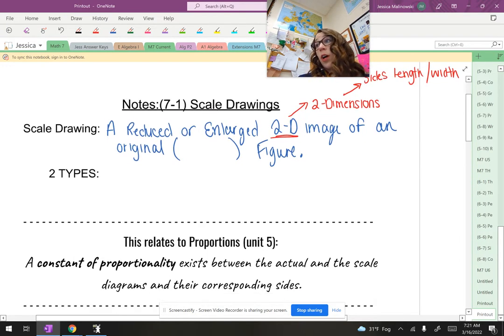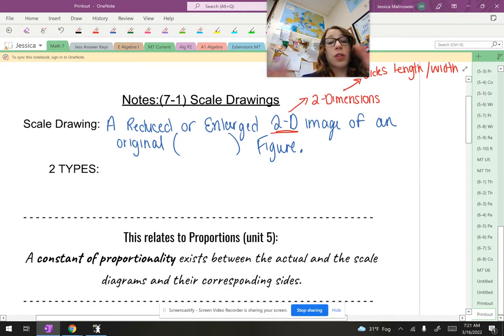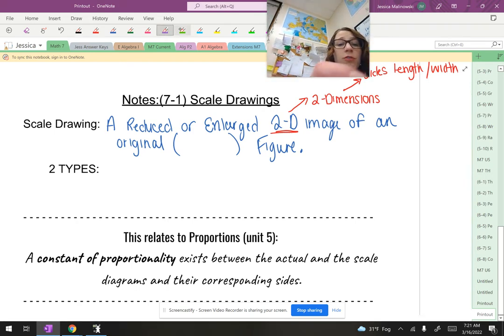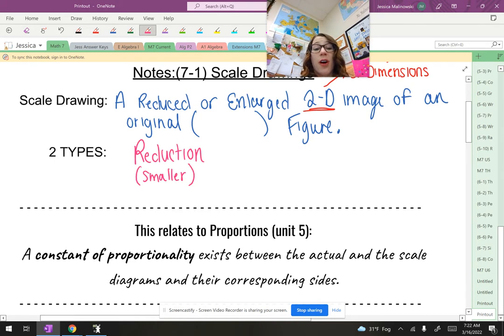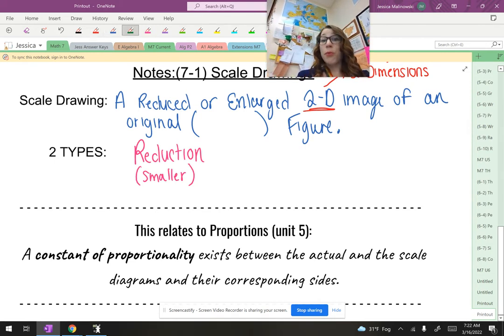Okay, so as we talked about, there are two different types of scale drawings. The first type is where you take something and you reduce it, which would be called a reduction. To reduce means to make smaller. An example where you're taking something and making it smaller would be blueprints.